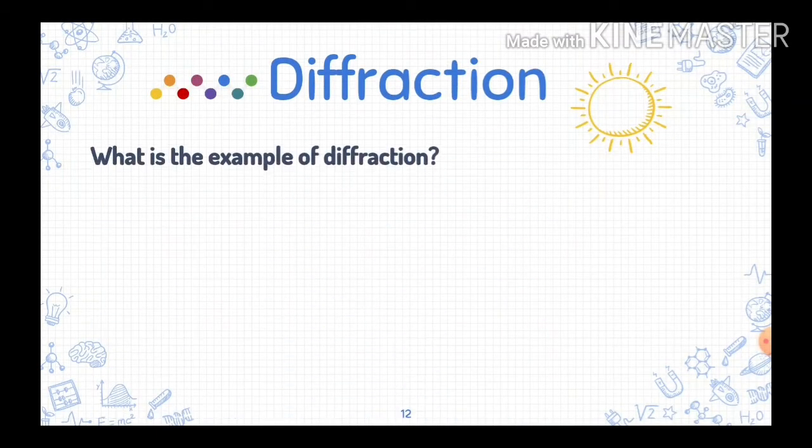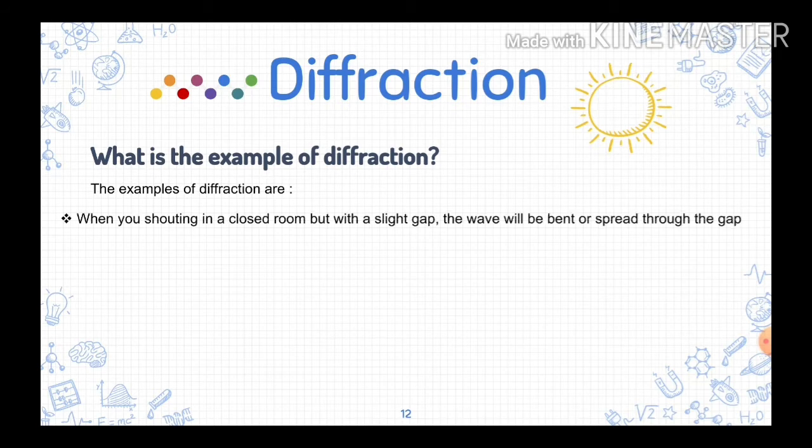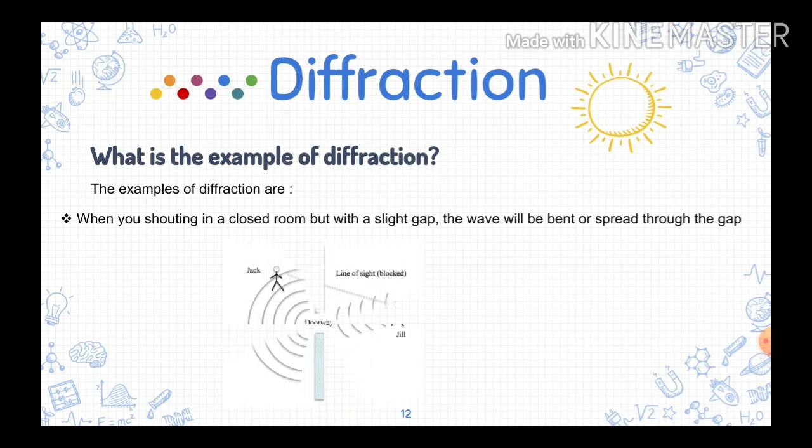What is an example of diffraction? An example of diffraction is when you're shouting in a closed room with a slight gap, the wave will be bent or spread through the gap. This is the picture, so you can imagine it.